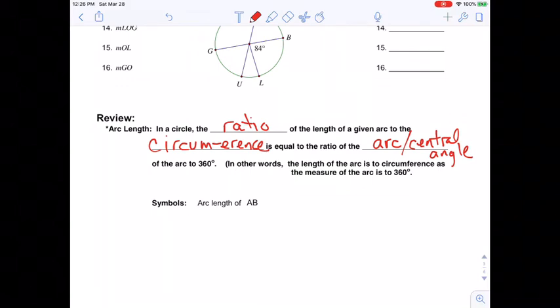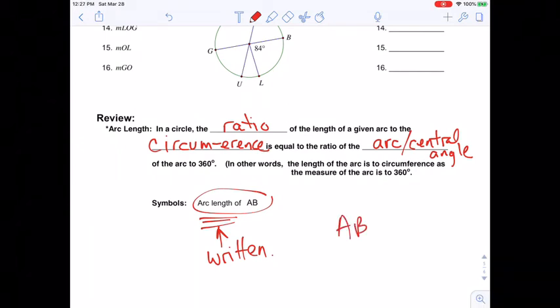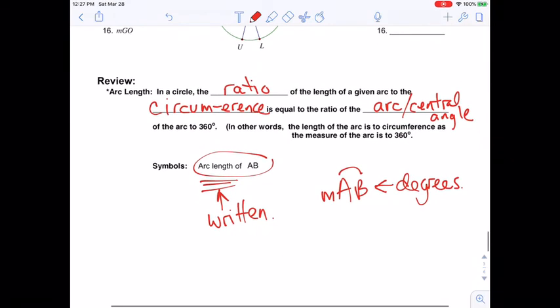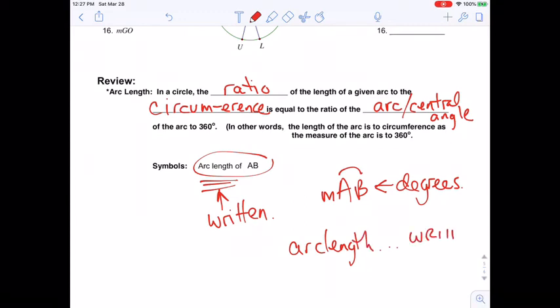It's the symbolism. So notice, arc length of AB. There is no symbol. You have to write this out. It's written. Okay? We're not going to use a symbol. If I have AB with an M in front of it, this is degrees. If I want the arc length, I've got to write it. You got to actually write the word arc length if you want arc length.